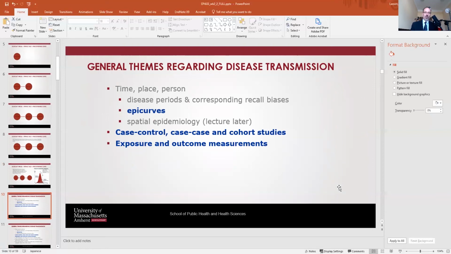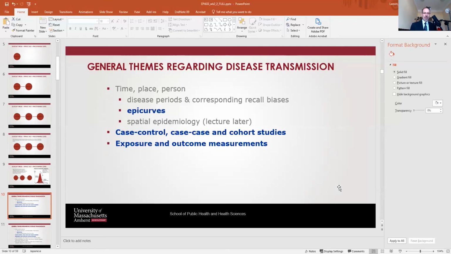So some general themes regarding disease transmission. Obviously, we have time, place, and person. This is the bread and butter of epidemiology, the things that we're interested in. There are obviously unknown disease periods and corresponding recall biases. But we're going to move on from there to epi curves and what this means. We've already talked a little bit about what epi curves are. I've given you that SIR model. A little bit later, we're going to talk about spatial epidemiology because that's kind of my specialty.